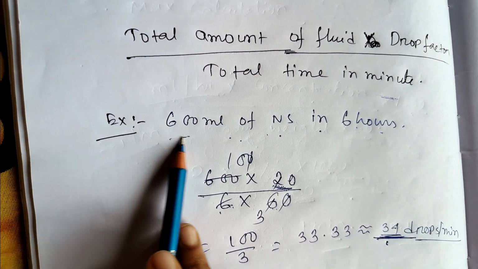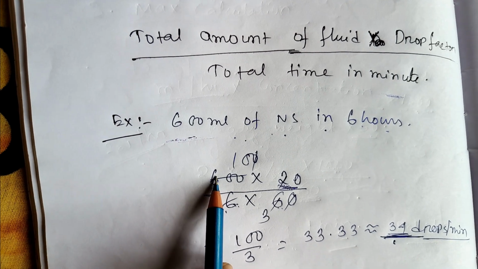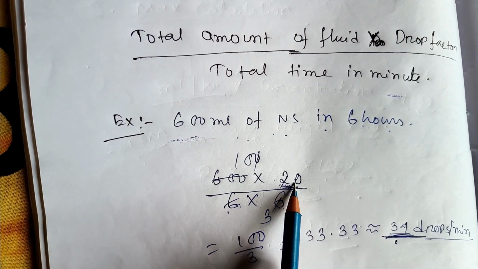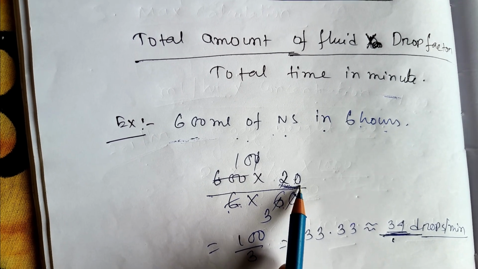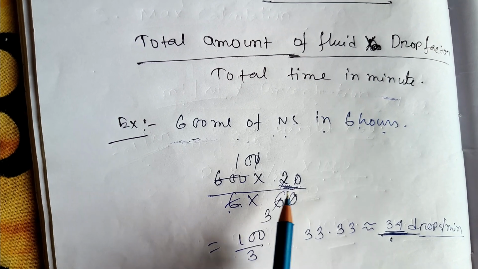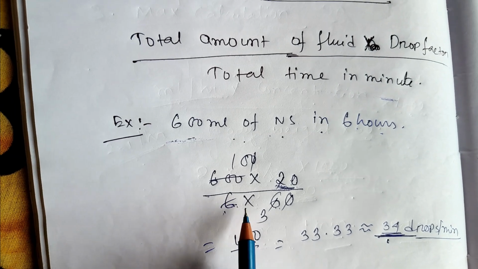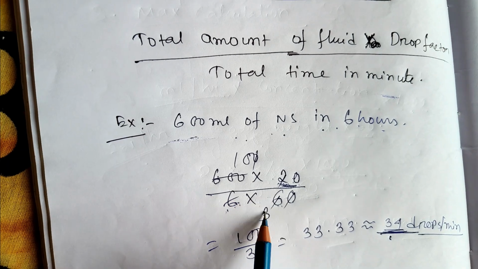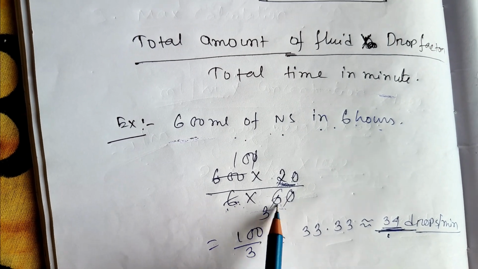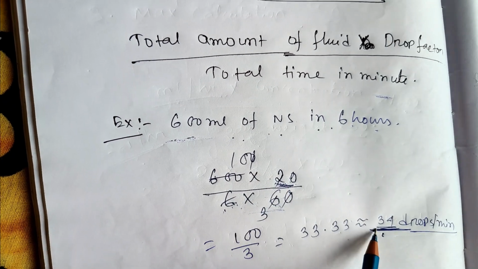So any amount of fluid should be written here. Then the drop factor, that is 20 for the adult drip set. In case of pediatric drip set, micro drip set, the drop factor is 60, divided by total time in minutes. Total time is 6 hours, as I gave in the example, 6 into 60 to convert the hours into minutes. So by this way we got the answer.